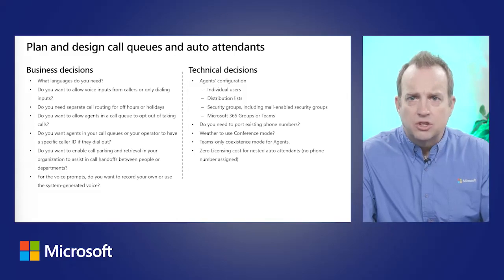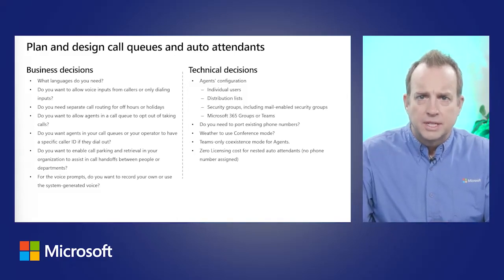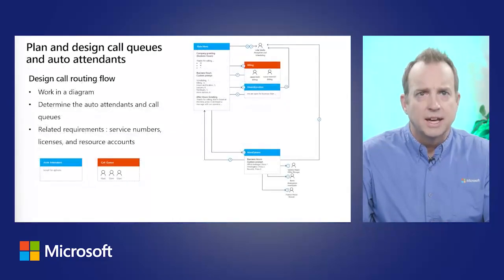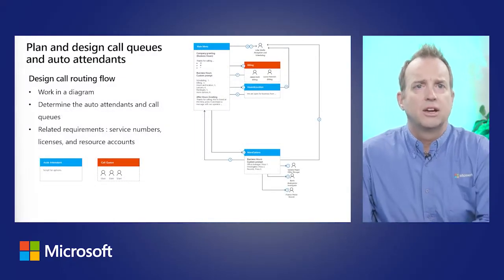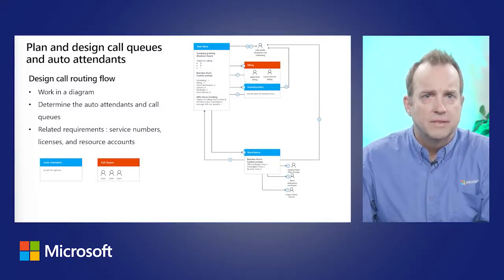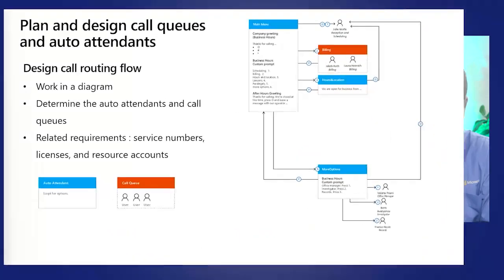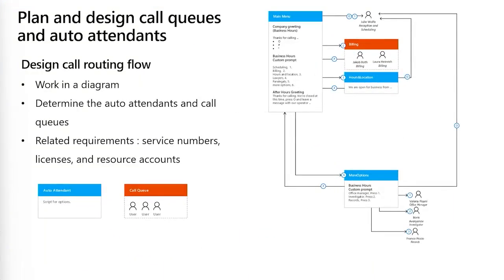And there's no additional cost for auto attendance. No phone number is assigned. Here's a call routing flow. It's good to have a diagram so you can visualize the flow of incoming calls. So we've got your main menu options, your company greeting. You can assign numbers for different departments, say. You could have an after-hours greeting and a recording listing your business hours.